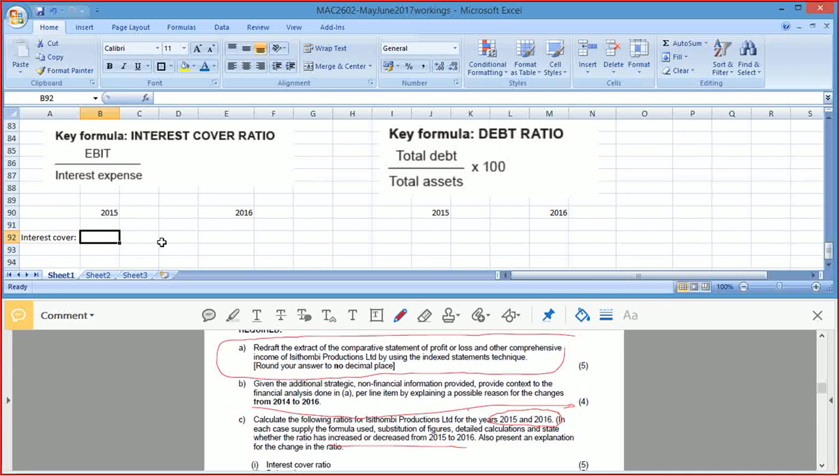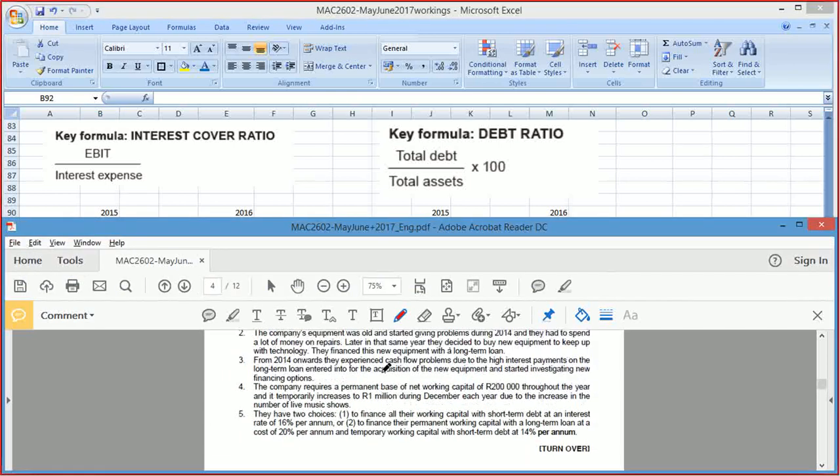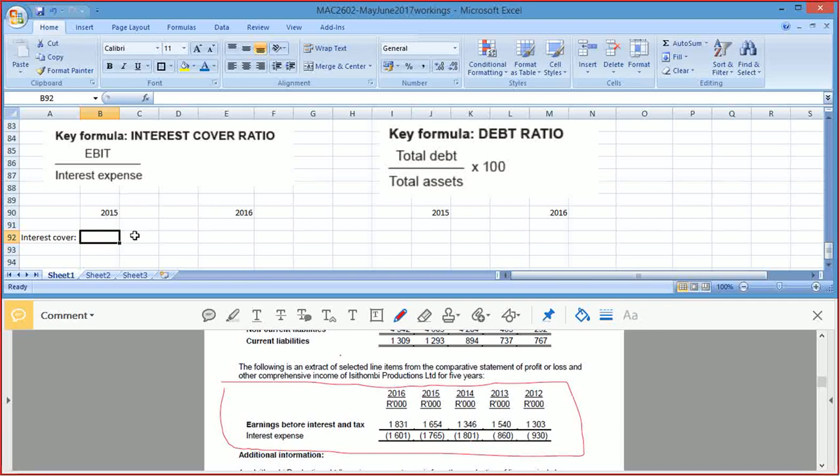Right, interest cover in 2015 is going to be what? Let's check. Okay, so EBIT for 2015 is 1654 divided by interest expense 1765, which gives you that answer. 2016: 1831 over 1601 gives you that answer.